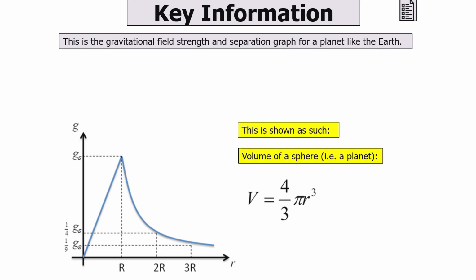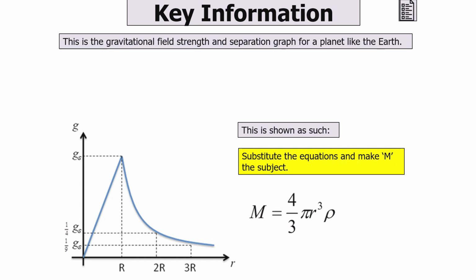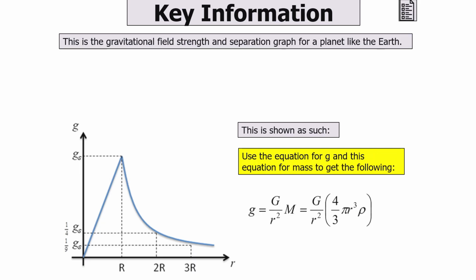Now the graph trend is shown with the following. We know the volume of a sphere, like a planet, is V equals 4 over 3 pi r cubed. We know the density of a sphere, like a planet, is equal to mass over volume. So we can substitute the equations and make m the subject. So m is equal to 4 over 3 pi r cubed times rho. So therefore we can use the equation for g and get the equation for mass. So we can say g equals big G m over r squared, so is equal to big G over r squared times 4 over 3 pi r cubed times rho. We can then simplify to say g is equal to 4 over 3 G pi rho r.